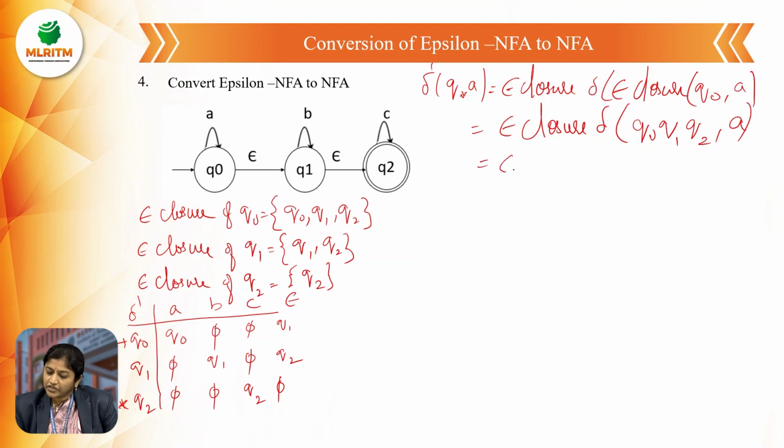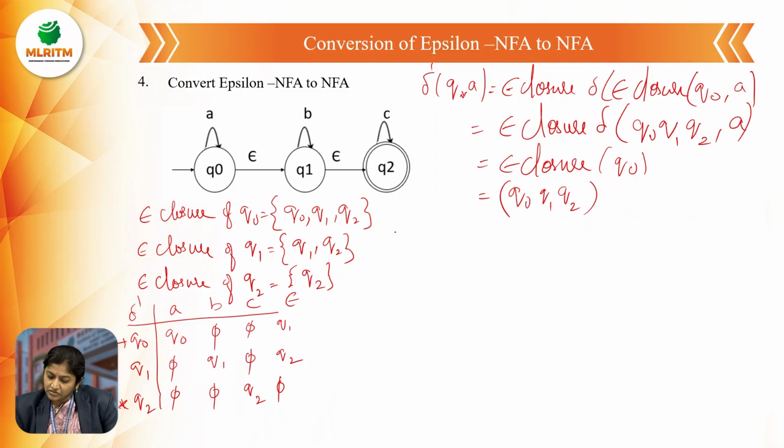Next, epsilon closure of the transition of Q naught on A. See the transition table. Q naught on A is Q naught. Q1 on A, null set. Q2 on A, null. So again, epsilon closure of Q naught will be Q naught, Q1, Q2, right?